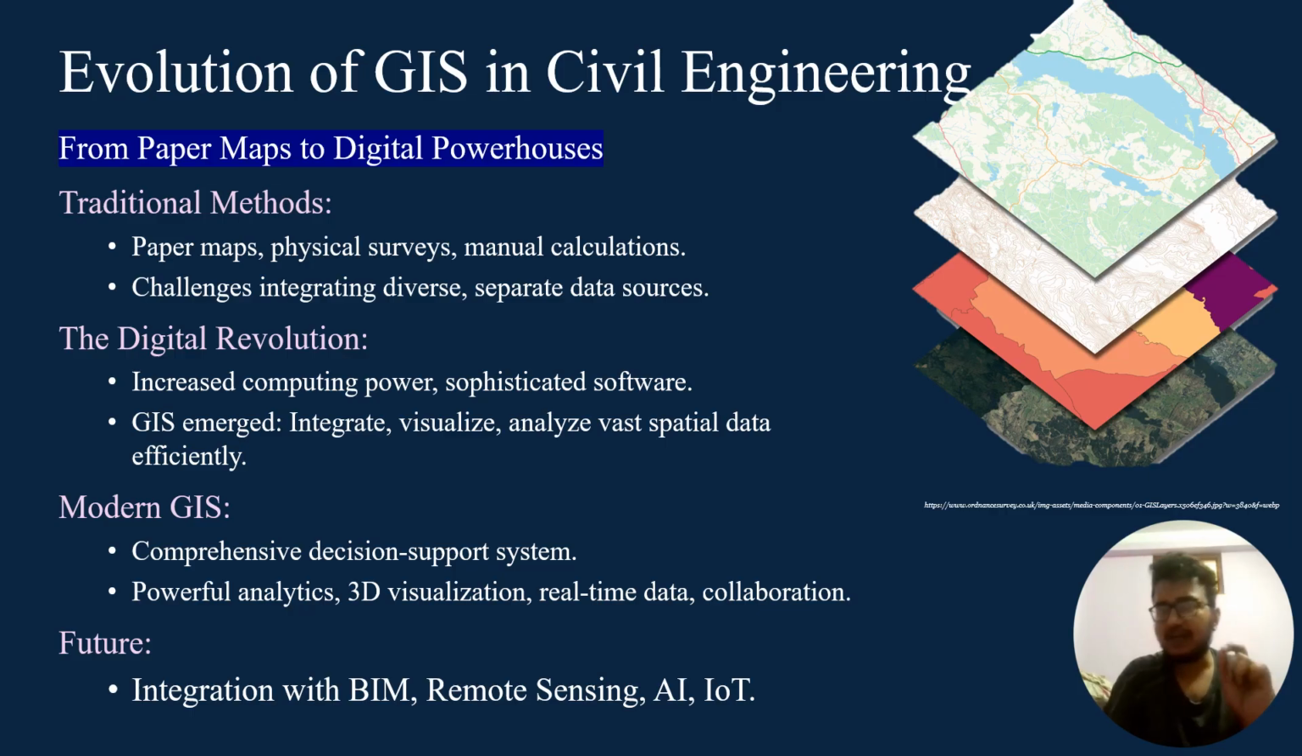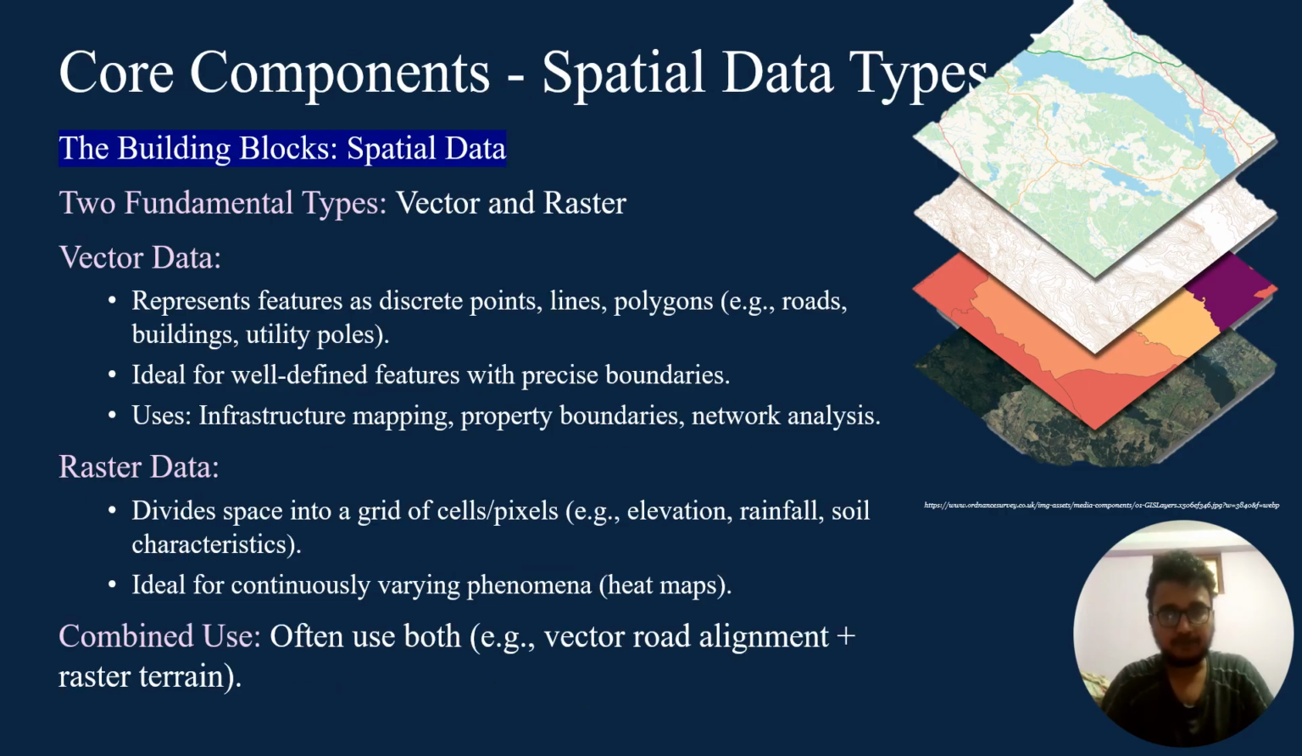What's particularly exciting is how GIS continues to evolve with emerging technologies. It can be integrated with building information modeling, or BIM, remote sensing, artificial intelligence, and Internet of Things. All of these are opening new frontiers in civil engineering applications. Now that we understand what GIS is and how it has evolved, let's explore its core components. Understanding these elements is crucial for anyone looking to harness the power of GIS in civil engineering applications.